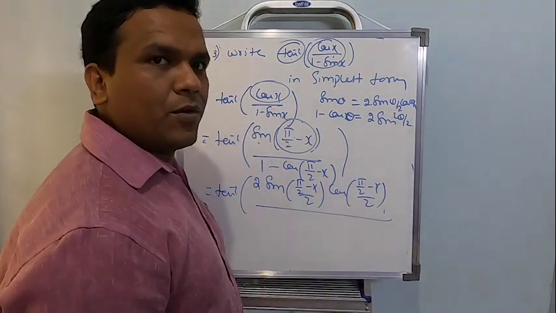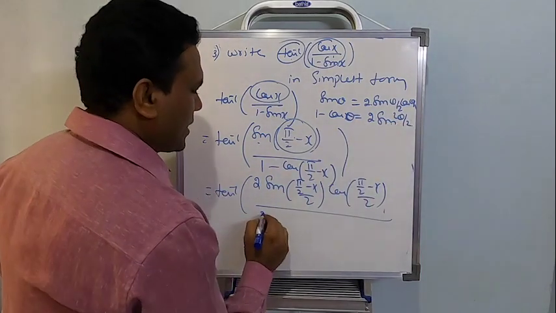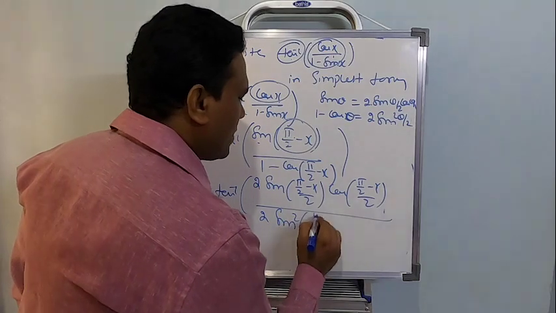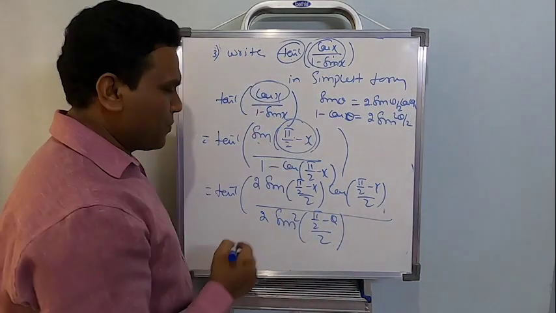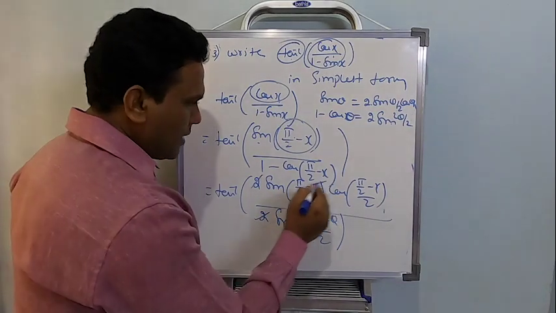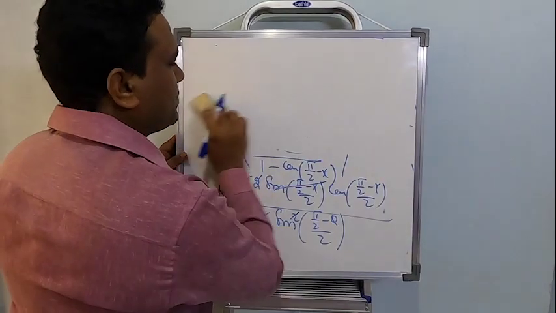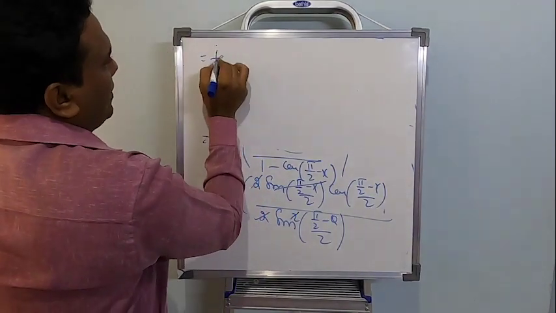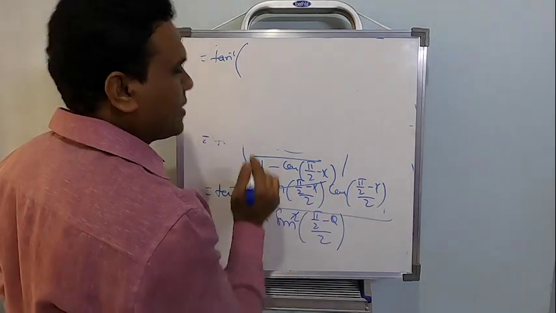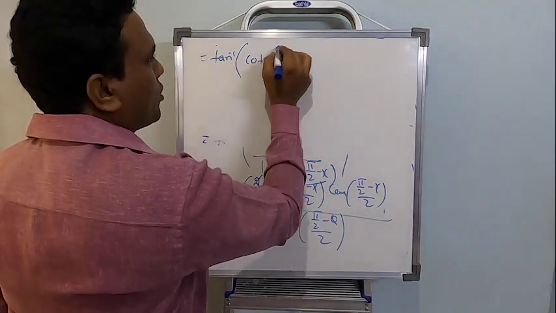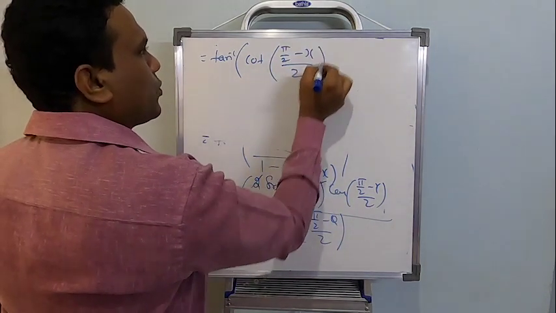That's the numerator. So what about the denominator now? 1 minus cos x is 2 sin square, right? So 2 sin square of (pi by 2 minus x) by 2. Eliminate this 2. Eliminate 1 power of sin. Correct. Now the remaining will be tan inverse of, what is the remaining? Cos by sin, and cos by sin will be cot. Cot of what? Cot of pi by 2 minus x by 2.